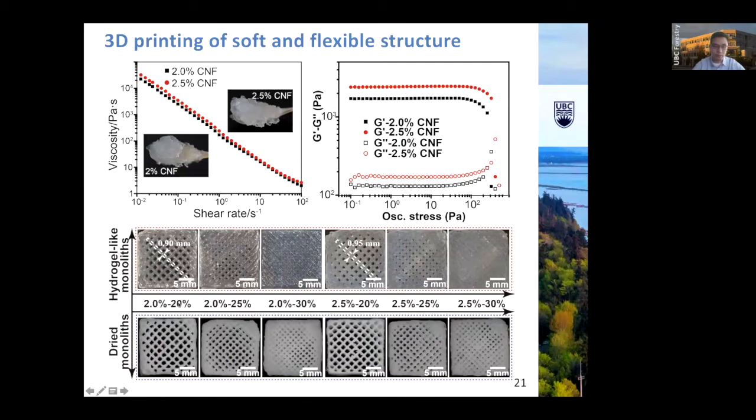Then we printed different infill densities, here about 20%, 25%, and 30%. We looked at them after printing and after drying. You can see they maintain the lattice structure well after printing and after drying. At 30%, the printed structure does not show a lot of pores, but you still see pores after drying, after removing the water.